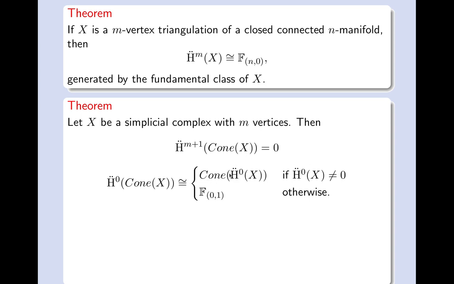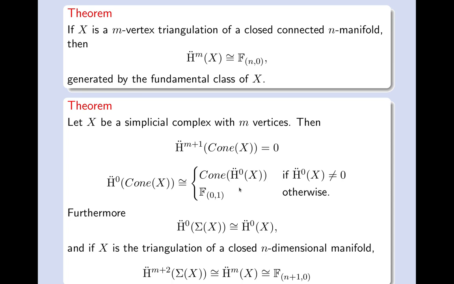So what I mean by this, the Überhomology here in X will be generated by a bunch of simplices, and then we just take the cone of those. The cone of those simplices will generate the Überhomology in degree 0 there.